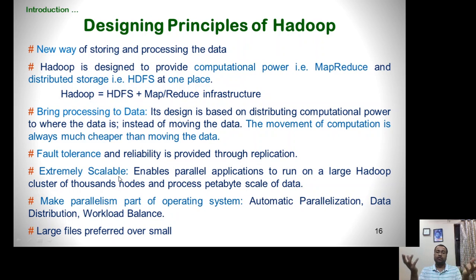Now suppose you have even larger data. You can form a Hadoop cluster of 100 nodes. So it is extremely scalable. As the data size grows, we can simply add more nodes. So cluster size can be increased or decreased according to the problem size, according to the data size. So that is the scalability.